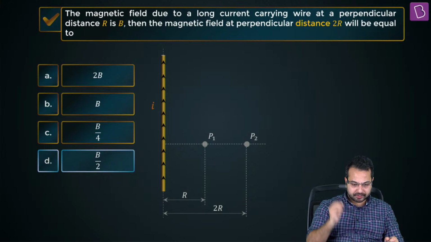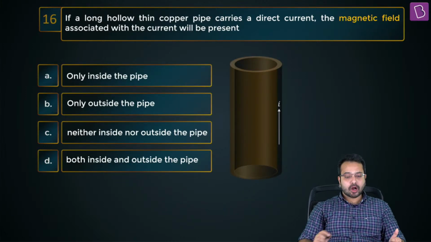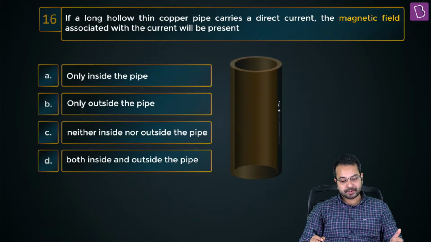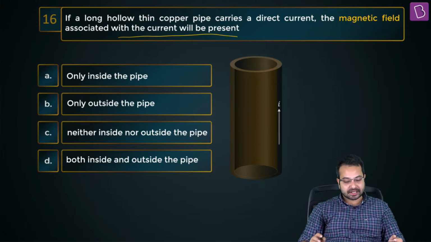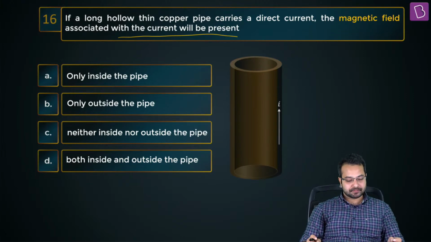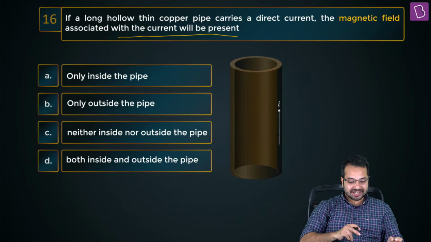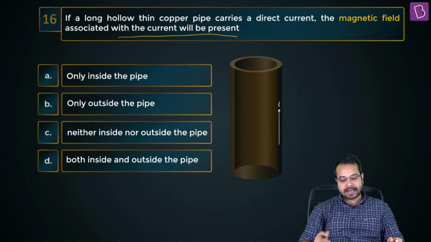Alright, perfect. Next one. If a long, hollow, thin copper pipe carries a direct current, the magnetic field associated with the current will be present. What are the options? Only inside the pipe, only outside the pipe, neither inside nor outside, both inside and outside.